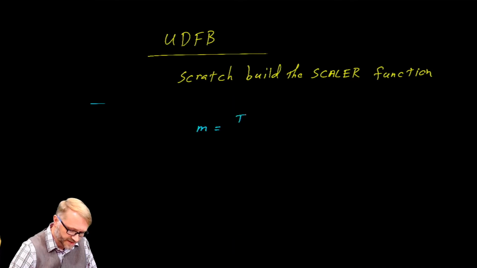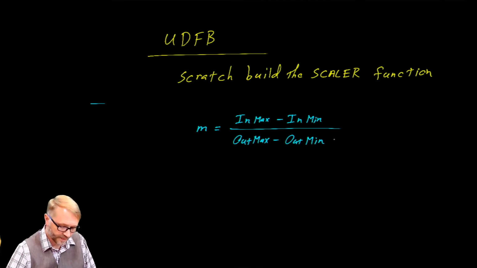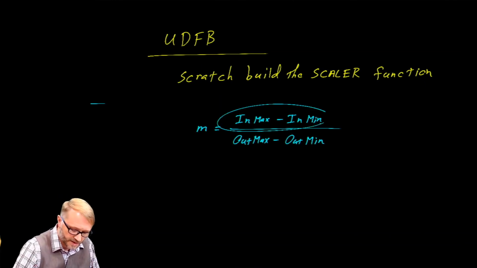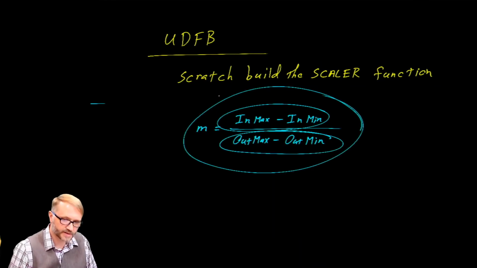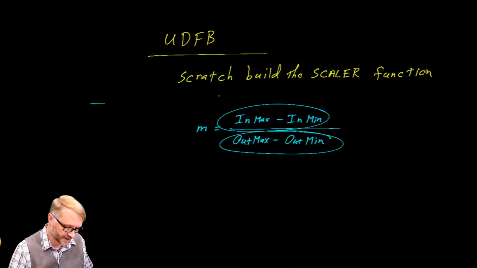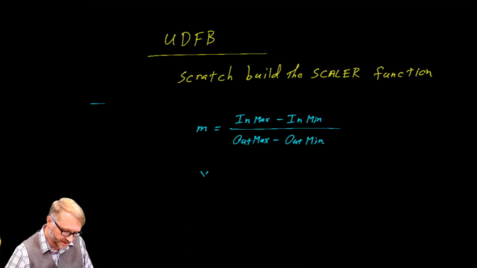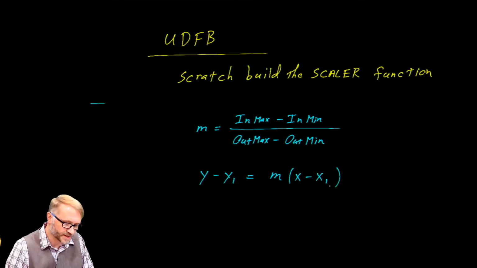We could define that as in max minus in min divided by out max minus out min. So that's rise over run. As far as ladder logic is concerned, there's a subtraction there, there's a subtraction there, and there's a division. So you're looking at 3 different blocks. We also need to calculate this as y minus y1 is equal to m by x minus x1. There's your point slope.